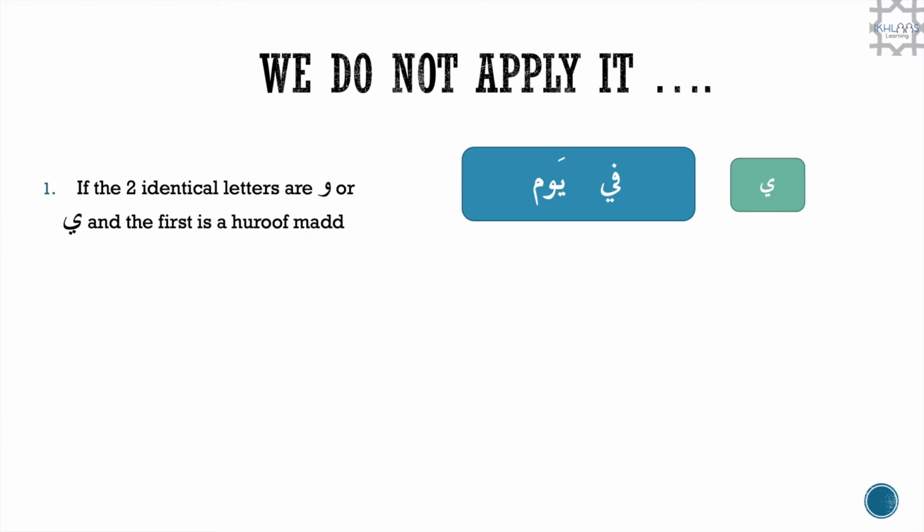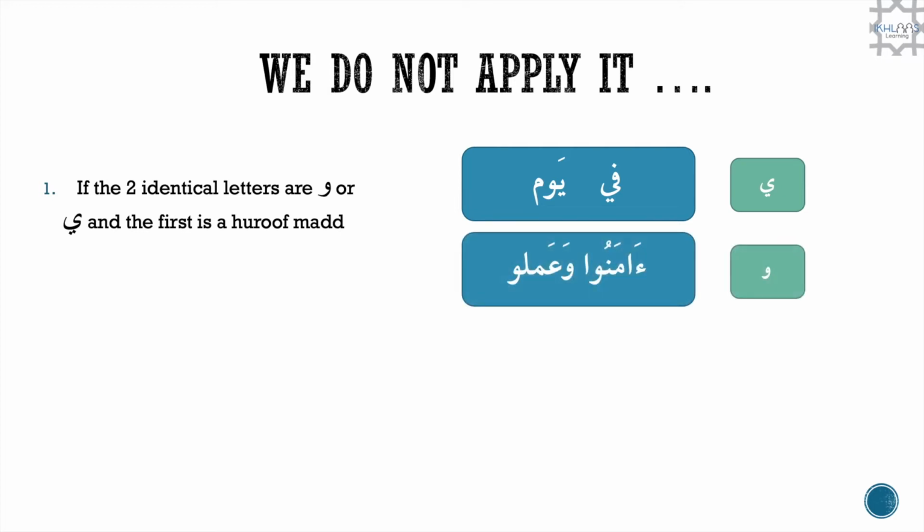Another example is for the letter waw. Again, the same concept. Amanu wa amilu. So the waw attached to the first word is to do with huruf mad, because waw sakina preceded by a dhamma. Amanu wa amilu, and the waw is read distinctly. We can't read it as amanu wa amilu fi yawm. So this would not be categorized as idgham mutamathil.